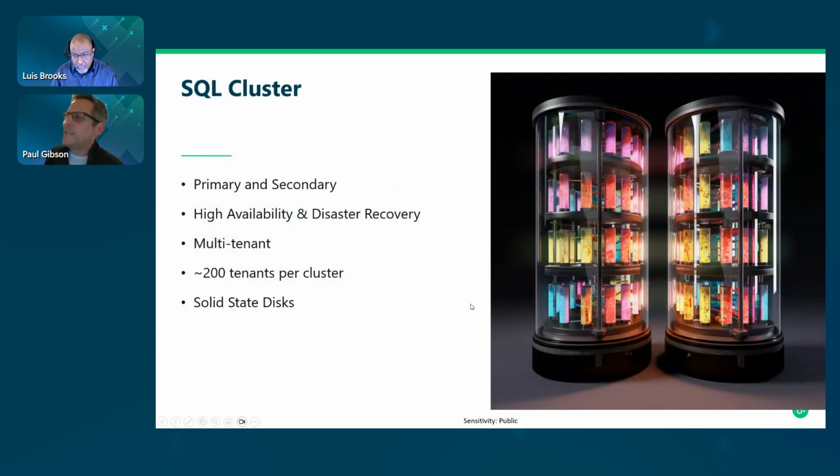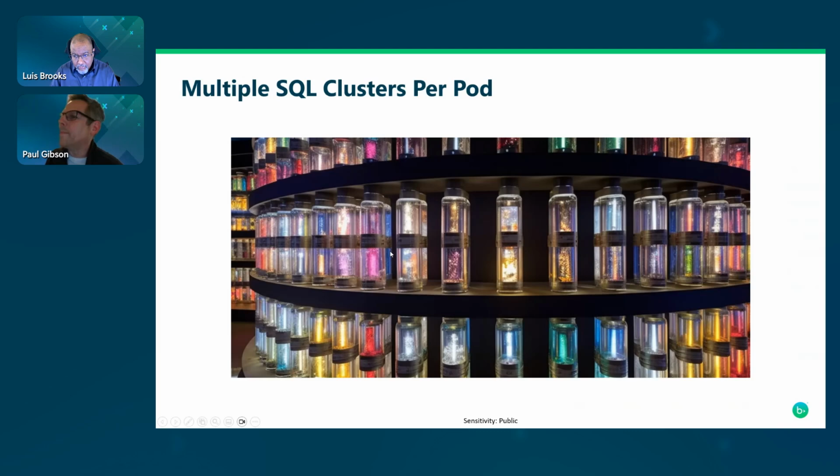Now, I depicted previously that the database is one shape, but in reality, we use SQL clusters. So we always have a primary and secondary. We do that for high availability and disaster recovery, and we're multi-tenant. So we'll put around 200 tenants per cluster. And these are very expensive machines. We use solid state disk, very high density. So really, if I was going to draw that picture before, I really needed to put a handful of different SQL clusters, 200 tenants per cluster.